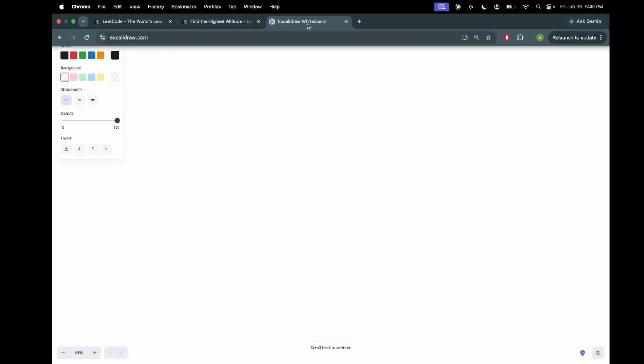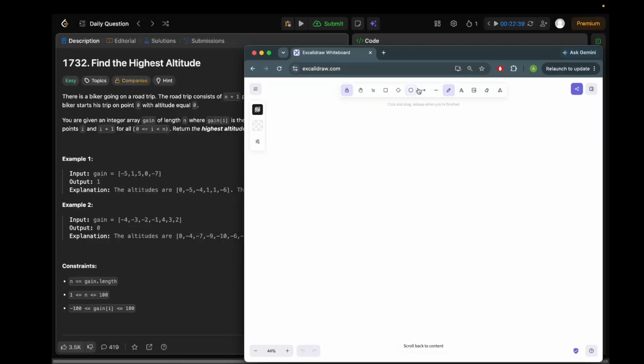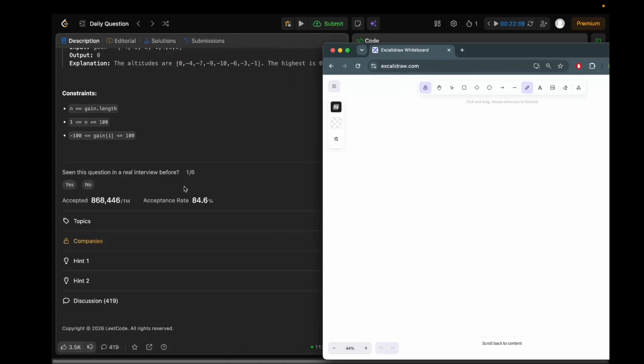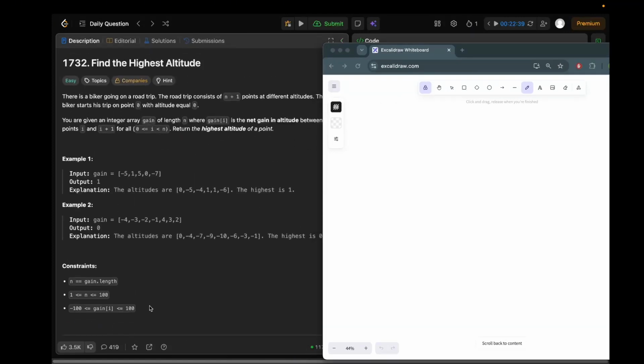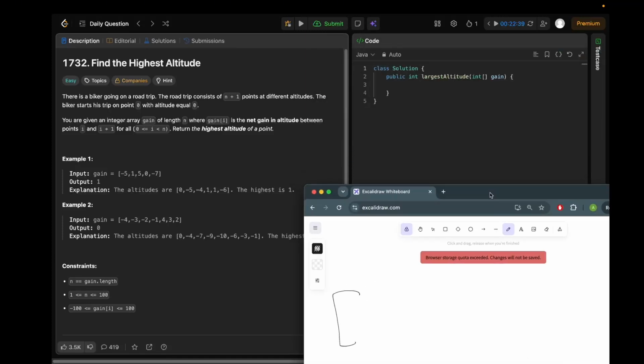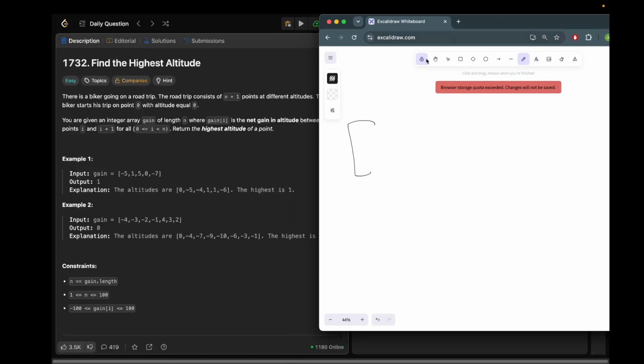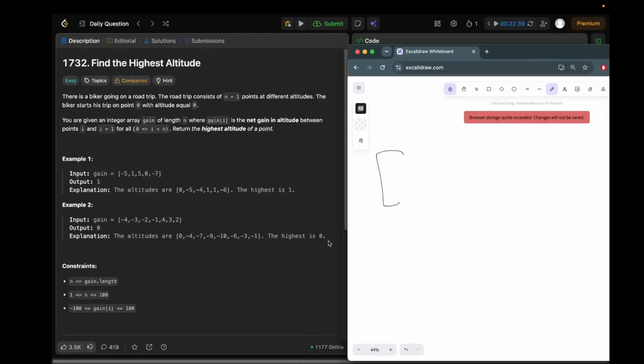So what we're given is integers. The constraint is plus minus 100, so it's not big. And we have n plus 1 points. The biker starts his trip at point 0 with altitude equal to 0, and you're given an integer array gain. So we start at 0, that's not in the array. And we're given minus 5, 1, 5, 0, and minus 7, right?